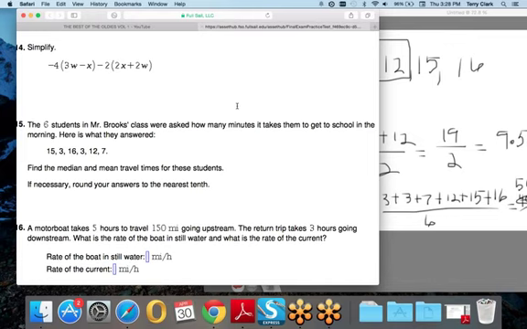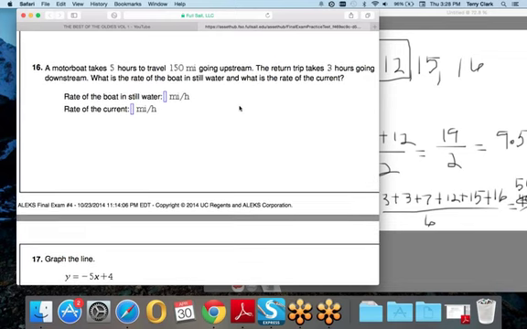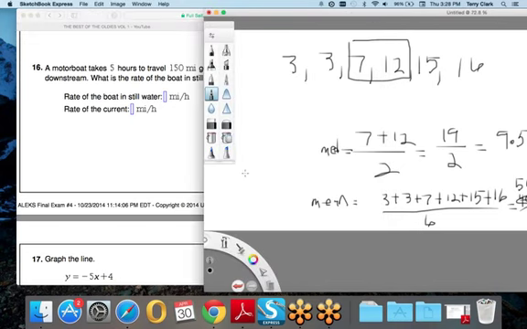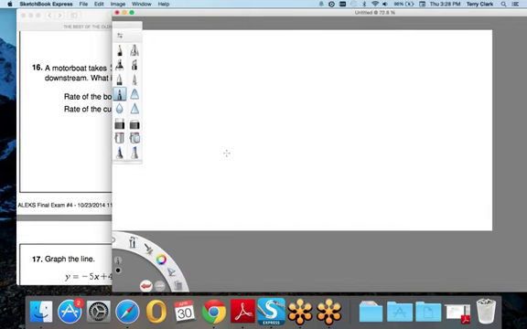All right, here's another problem, number 16. This is a word problem. Says a motorboat takes 5 hours to travel 150 miles going upstream. The return trip takes 3 hours going downstream. What is the rate of the boat in still water and what is the rate of the current? Okay, so what we got to do is figure out, we got two speeds. And it's going to be a DTR problem too.